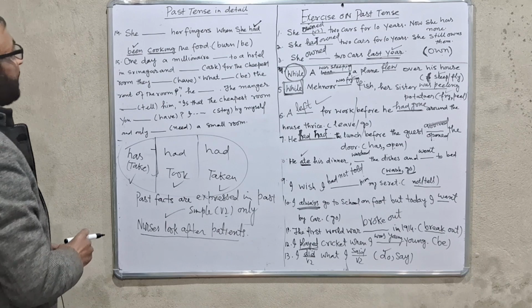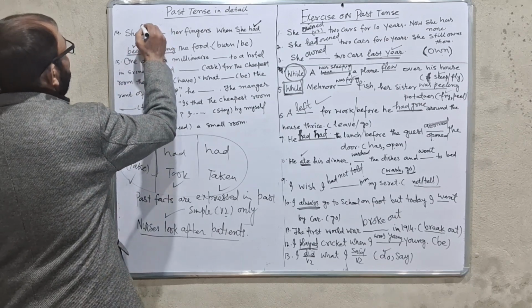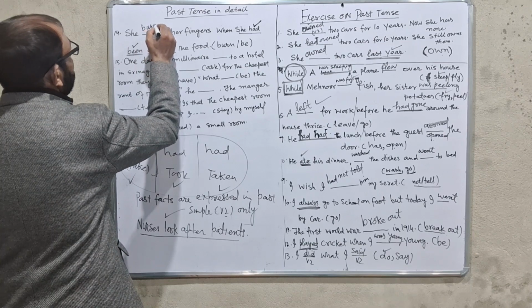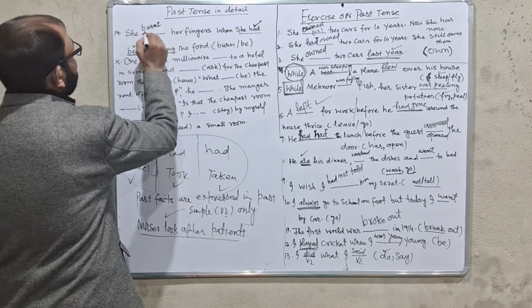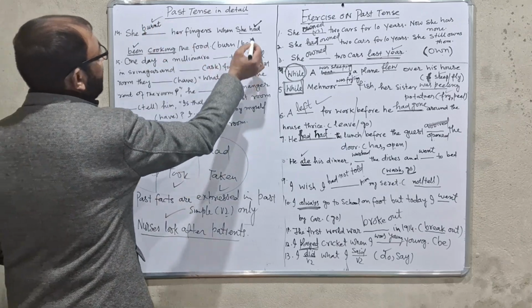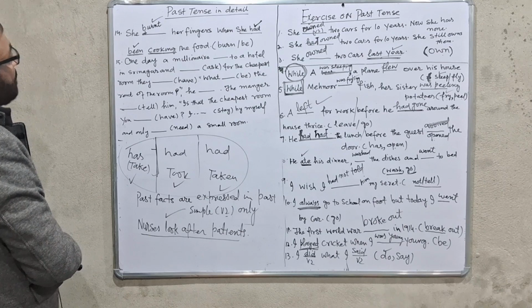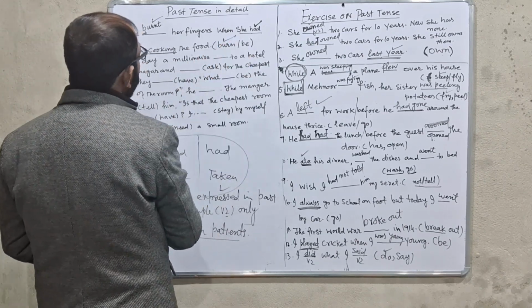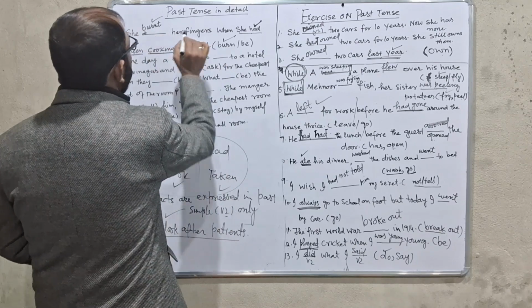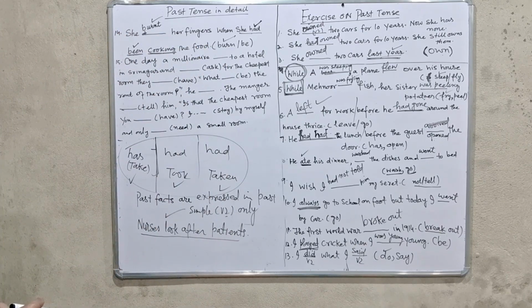The clause is given in past perfect continuous, so the first action will take past simple. She burnt her fingers. Here the verb is not given. Sorry, yes, the verb is given: burnt or burned. She burnt her fingers when she had been cooking the food.